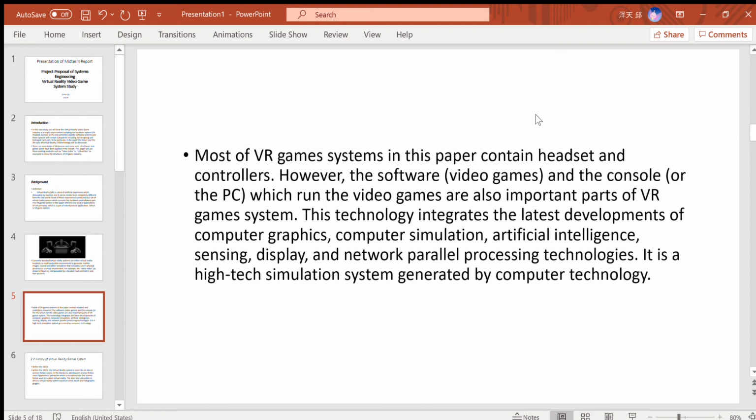However, the software, which refers to the VR video games, and the consoles or the PC which the VR games run on, are also an important part of the VR game system. This technology integrates the latest development of computer graphics, computer simulation, artificial intelligence, sensing, display, and networking parallel processing technologies. This is a high-tech simulation system generated by computer technology, so it's born from computer technology. The birth of the VR system also has a really big connection with graphics cards and the graphic performance of video games.